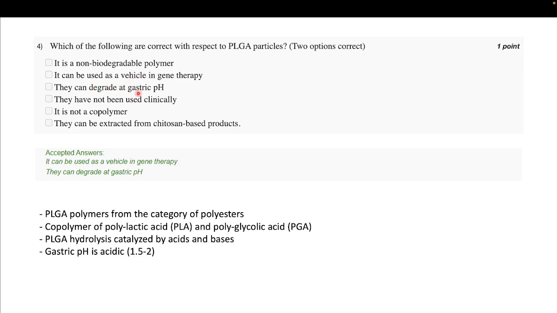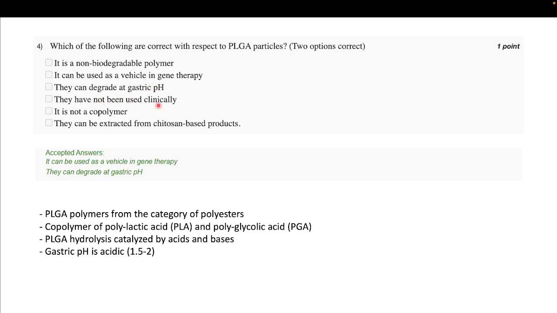Next is they can degrade at gastric pH. Yes, PLGA hydrolysis can be catalyzed by acids and bases. This hydrolysis can occur just with water, or if there are any acids or bases present in the solution, they will further increase the rate of hydrolysis. Since gastric pH is very acidic, somewhere around 1.5 to 2, your PLGA is going to degrade at gastric pH. So options 2 and 3 are correct. We'll look at the other options as well.